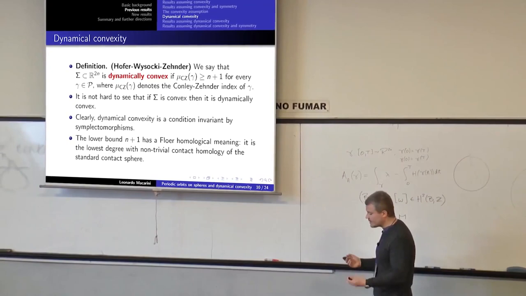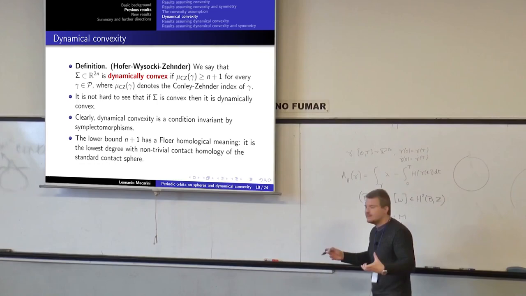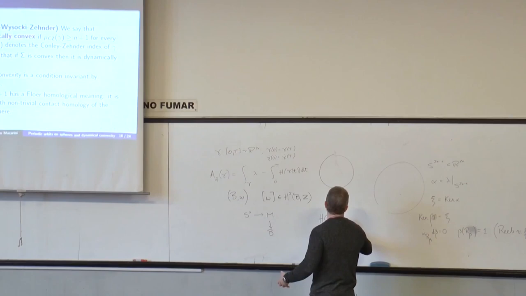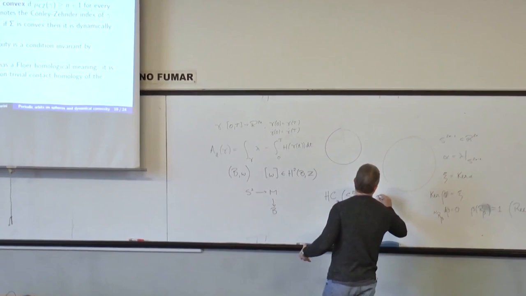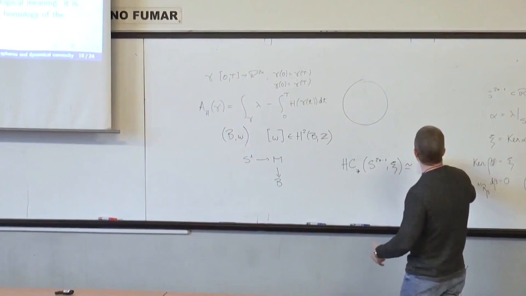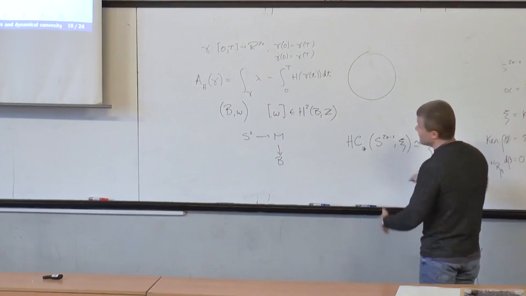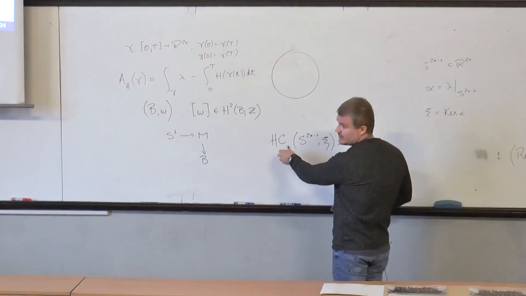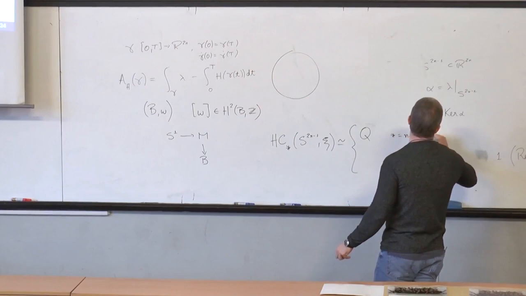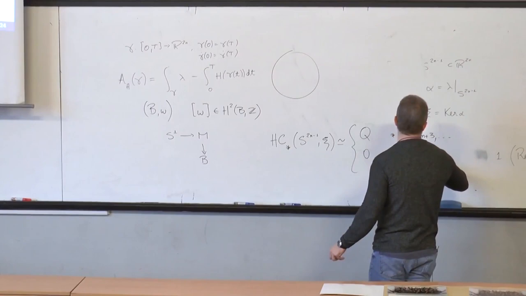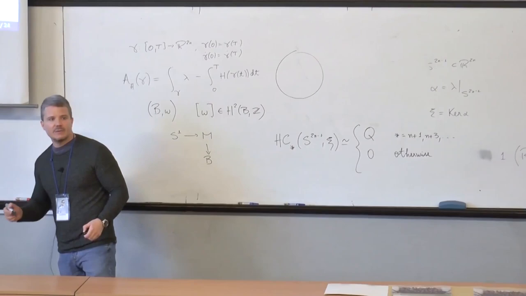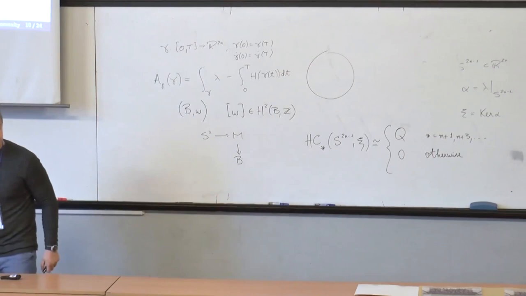associated to this standard contact sphere, you have what we call the contact homology. It's a kind of Floer homology for the standard contact sphere, and this is a graded group. The chain complex is generated by the periodic orbits. And what you can show is that this contact homology is isomorphic to Q, with rational coefficients, in degrees given by the Conley-Zehnder index for degrees n plus 1, n plus 3, and so on, and 0 otherwise. So n plus 1 is the lowest non-trivial degree in contact homology for the standard contact sphere. Okay.